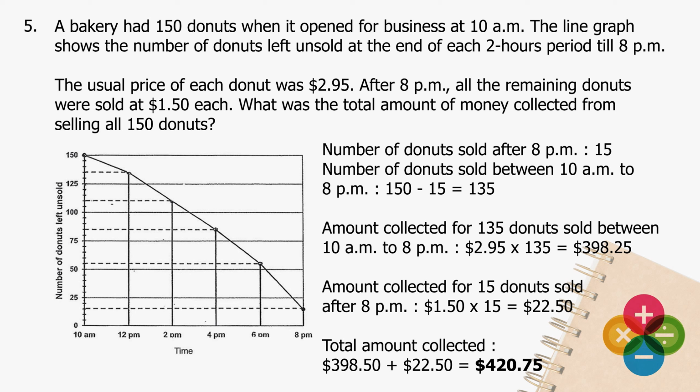The total amount of money collected will be: add $398.25 to $22.50, and the sum is $420.75. The total amount of money collected from selling all 150 donuts will be $420.75.